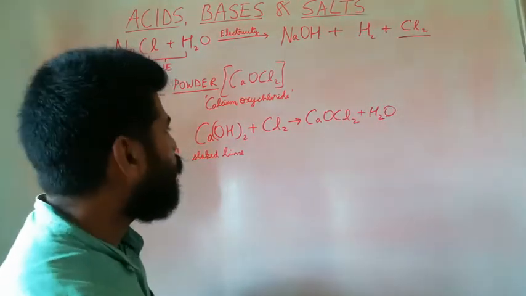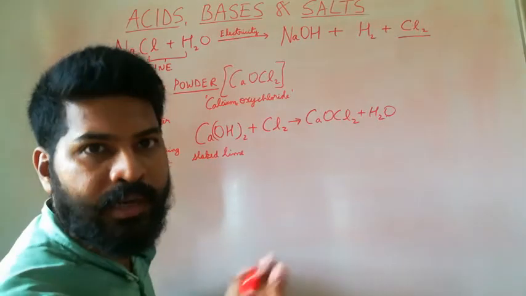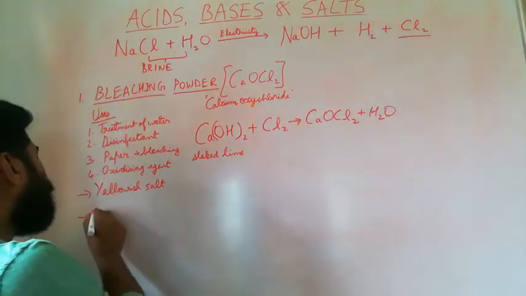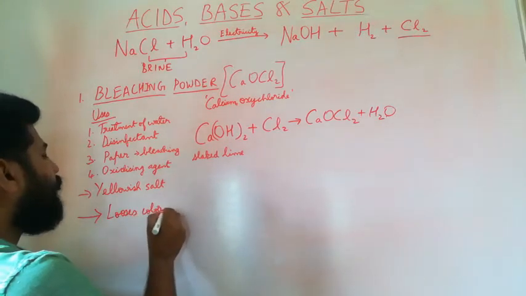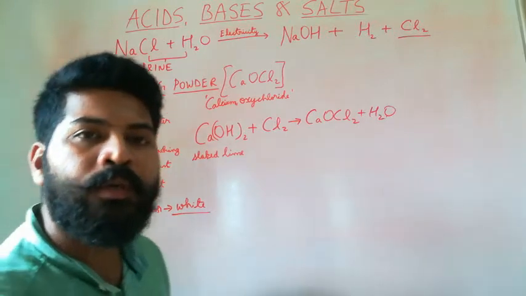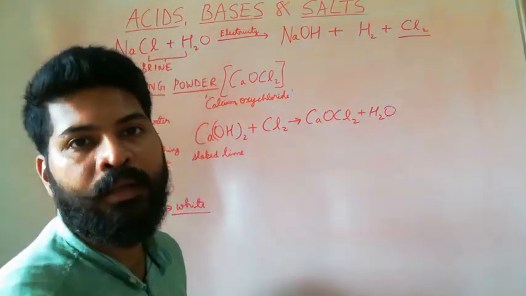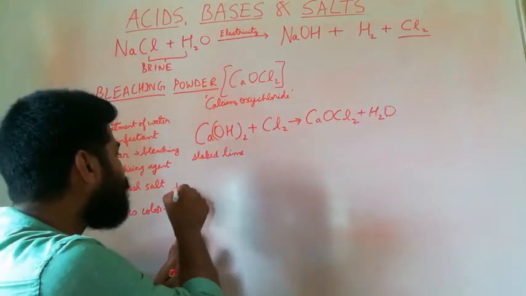Now, when bleaching powder is left exposed outside for a long period of time, it loses its color and becomes whitish. When we leave the bleaching powder exposed, it becomes white in color, so there is a change in color.